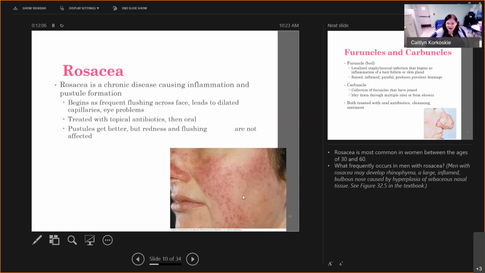It's most common in women between the ages of 30 to 60. And then men, they may develop rosacea as well. Anyone can develop rosacea, it's just more common in women, but you'll usually have it around your nose and cheeks, right underneath your eyes. And it can be pretty dry and sometimes scaly.